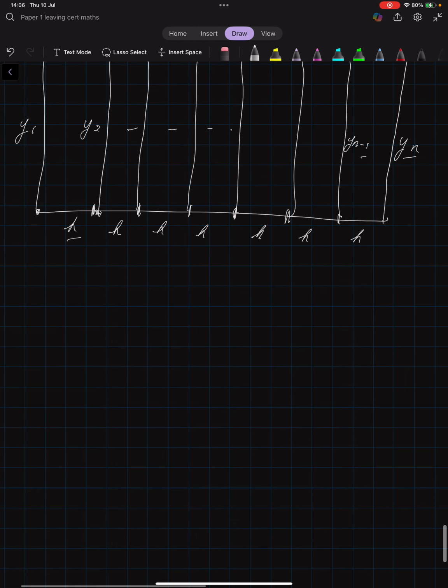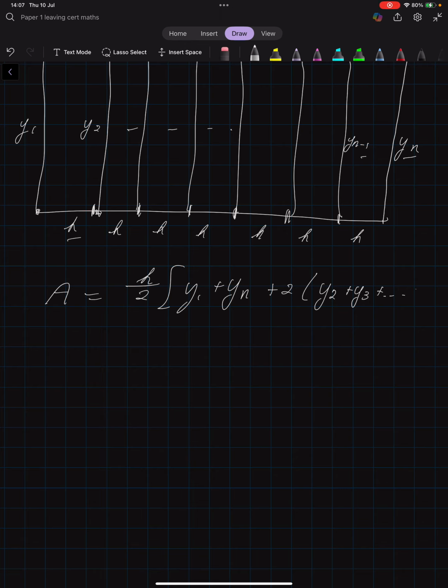So what is the area? The area is h over 2 into the first height plus the last height plus 2 times all the heights in between. Sorry, that should be an n. I didn't mean to put the second height. I meant to put the last height, so yn. Plus y2 plus y3 all the way up to yn minus 1. And that's it. That's all you do. Okay?